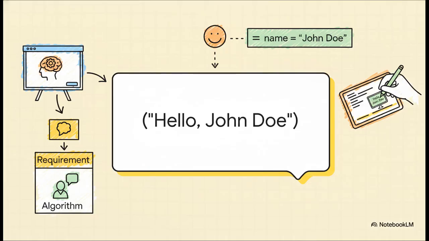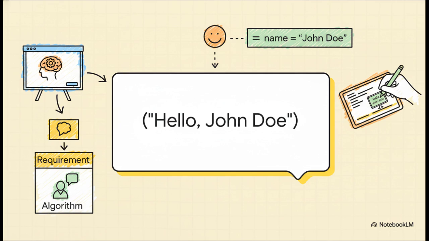And here it is, your very first program, the classic Hello World. Let's run this through our 4 steps. Step 1, the requirement. Greet a person by name. Step 2, the algorithm. We need to store their name somewhere and then display a message using it.